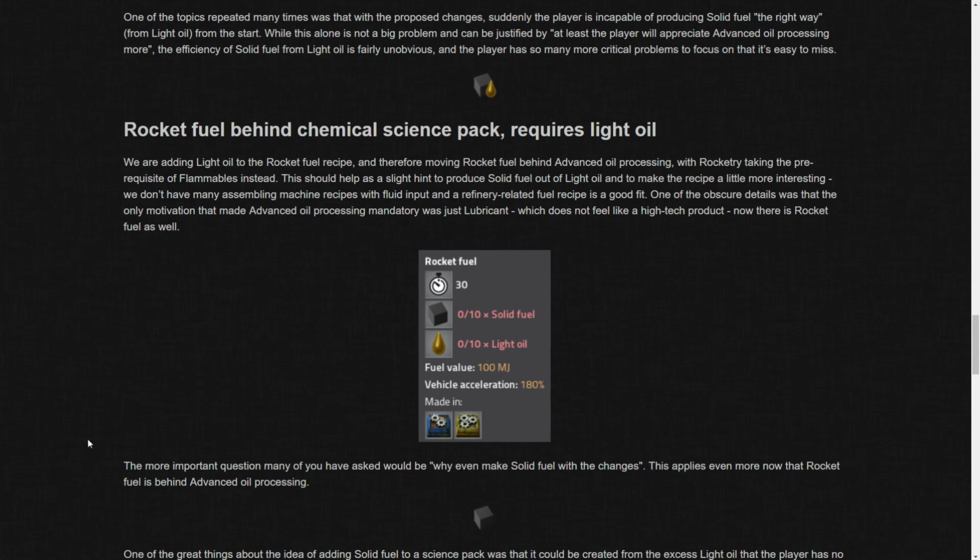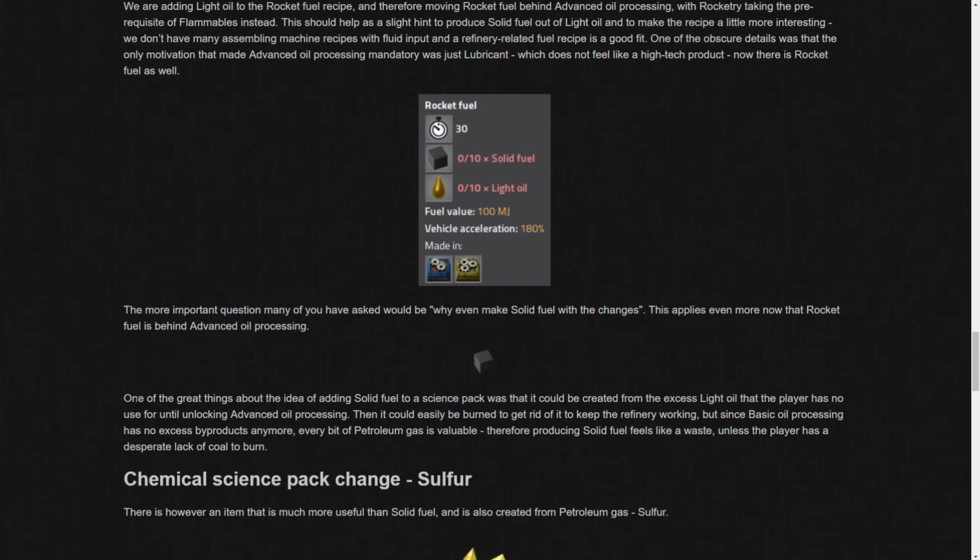And then kind of a more important question many people are asking is why even make solid fuel with the changes? This applies even more now that rocket fuel is behind advanced oil processing. One of the great things about the idea of adding solid fuel to a science pack was that it could be created from excess light oil that the player has no use for until unlocking advanced oil processing. Then it could easily be burned to get rid of it to keep the refinery working, but since basic oil processing has no excess byproducts anymore, every bit of petroleum gas is valuable. Therefore, producing solid fuel feels like a waste unless the player has a desperate lack of coal to burn.